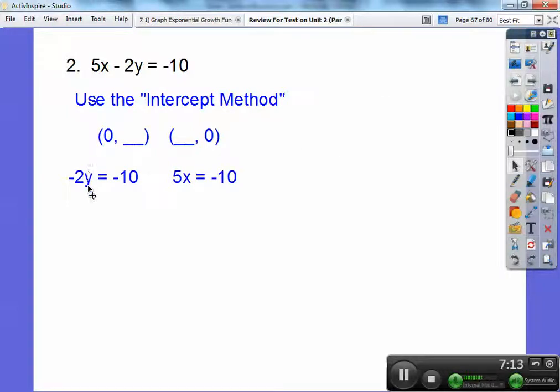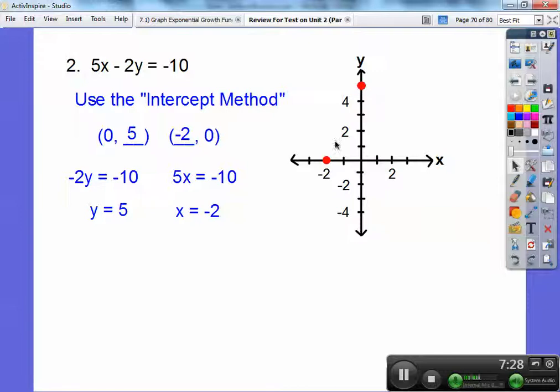So here I'm going to divide both sides by negative 2. That's going to get me a positive 5. Here I'm going to divide both sides by a positive 5. That's going to get me a negative 2. So I'm going to go ahead and graph 0, 5. So that is up at 5, and this one's to the left 2. So here's 0, 5. Here's negative 2, 0. Go ahead and connect them up. Don't forget to write the equation next to the line.